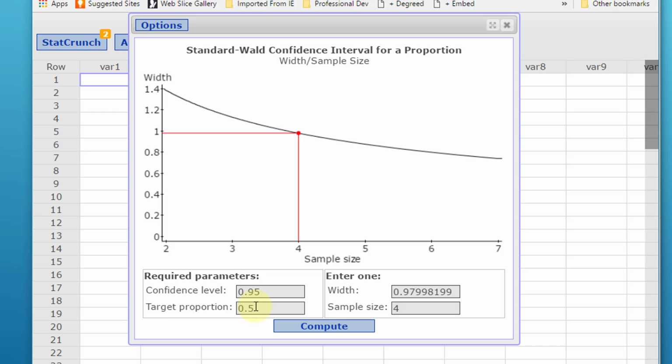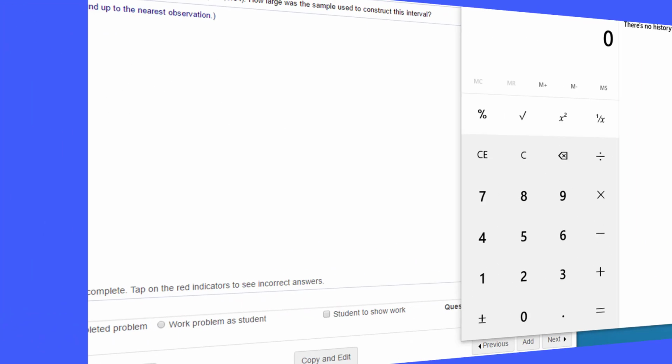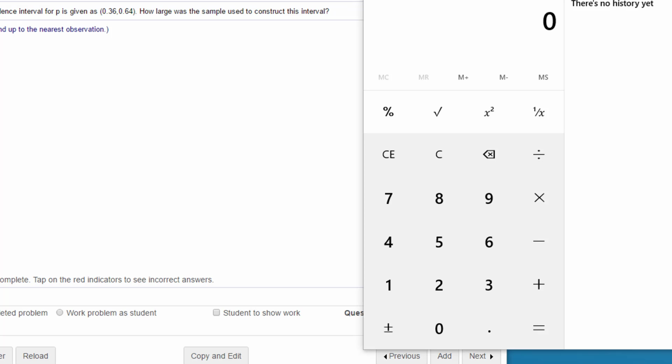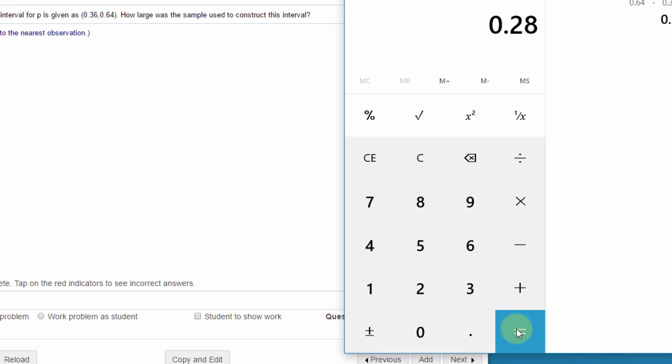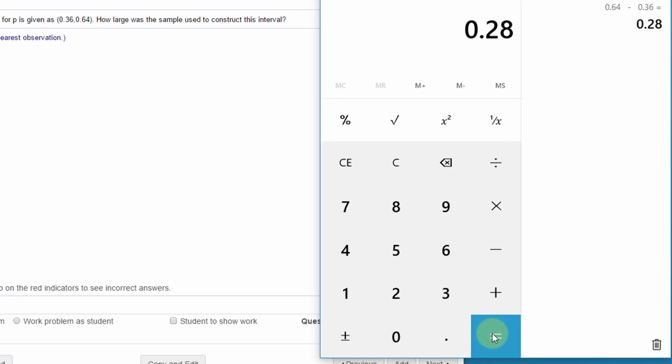Let's bring up the Windows calculator to do this basic math. Okay, we need the width, and we can get that by just subtracting. I'm going to click it in here: 0.64, that's the upper limit, minus the lower limit of 0.36, equal. That gives me a width, which I need to remember, of 0.28. Now I need to get the P.